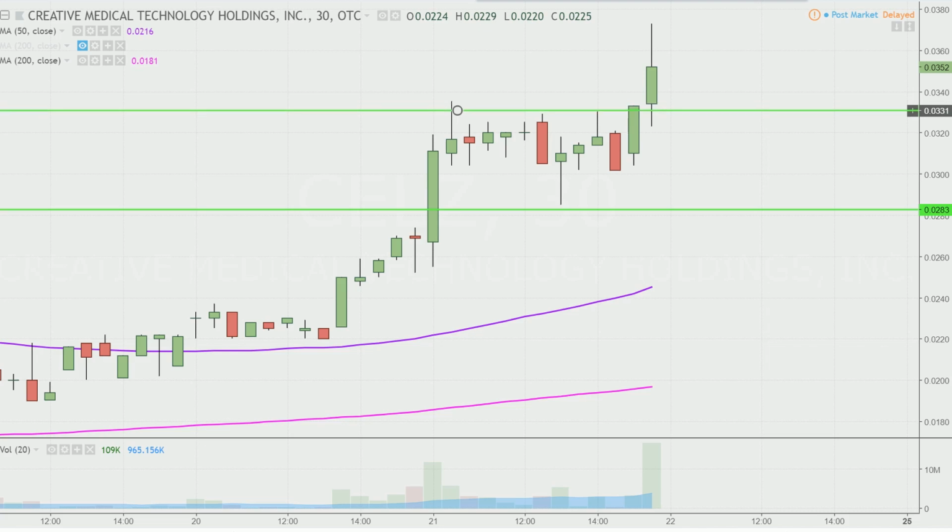Now, don't get me wrong, if the price falls below 0.033, I'm not saying the entire chart's ruined or anything like that. But yeah, if the price can somehow manage to actually stay above that level, that would definitely be a big sign of power on the bulls' part.